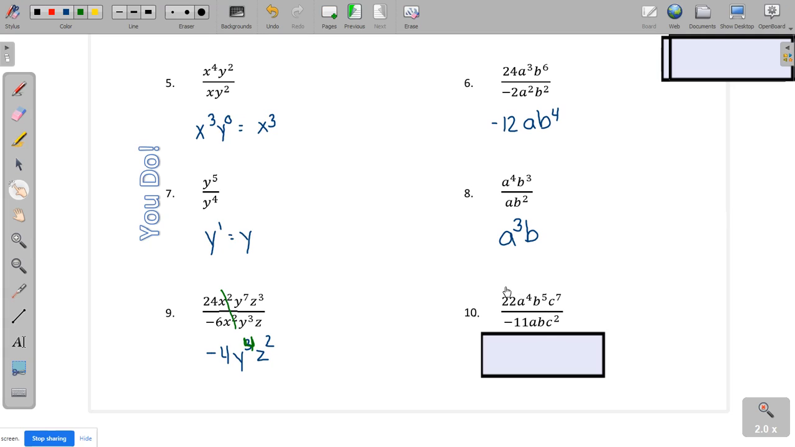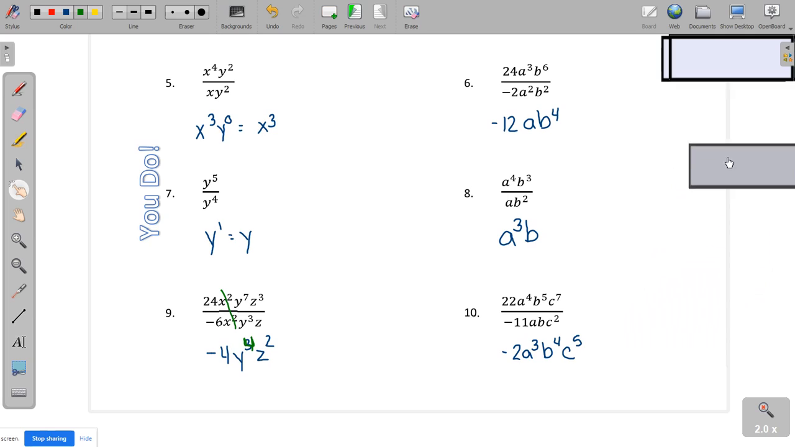The last one here, divide your coefficients. 22 divided by negative 11 is negative 2. A to the 4th divided by a is a to the 3rd. B to the 5th divided by b is b to the 4th, and c to the 7th divided by c squared is c to the 5th. So that is the lesson on multiplying and dividing powers. Please reach out if you have any questions.